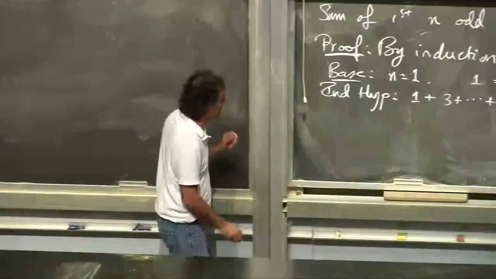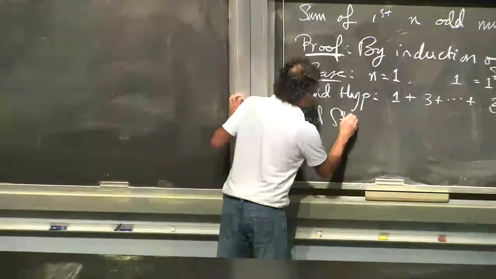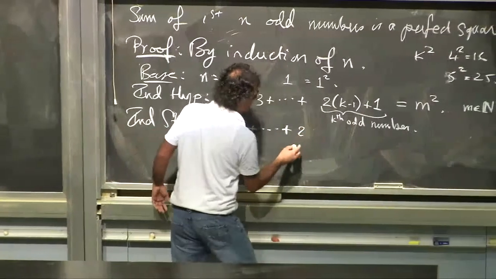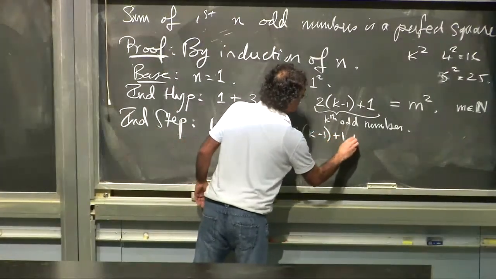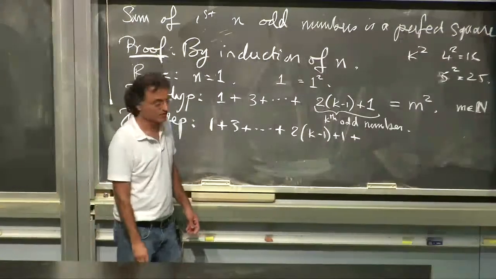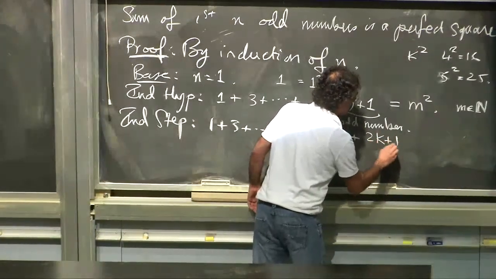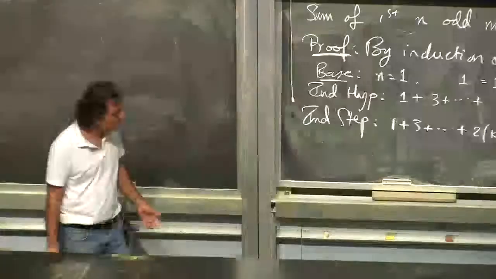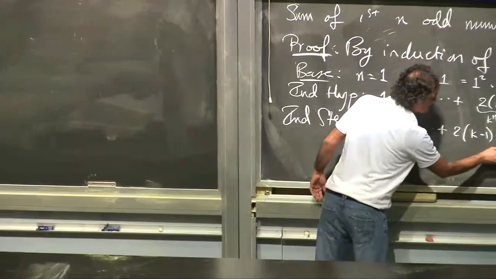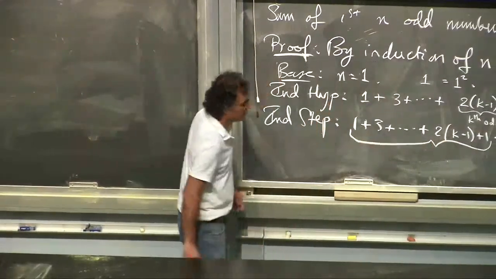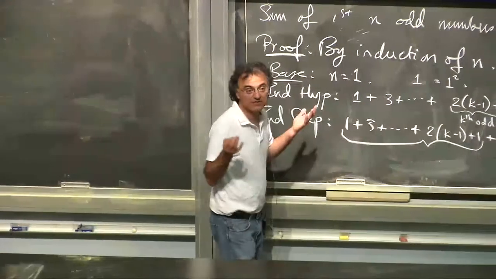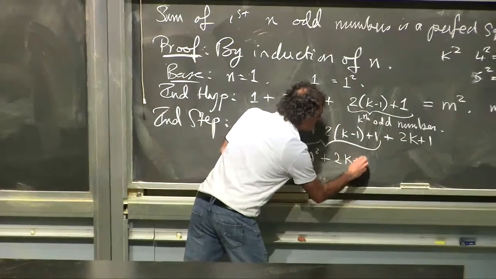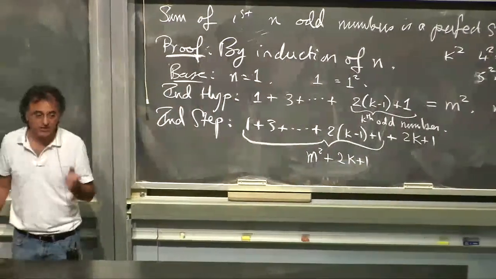And now we want to show the induction step. So now we want to look at 1 plus 3 plus dot dot dot plus 2 times (k minus 1) plus 1, plus 2 times k plus 1. We want to show this is a perfect square. Okay, so what do we do? Well, clear, right? We are doing induction, so we take this and use the induction hypothesis. What else can we do? I mean, that's all we can do. So we get m squared plus 2k plus 1. We want to say m squared plus 2k plus 1 is a perfect square.